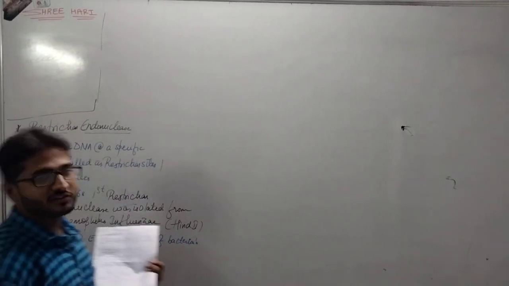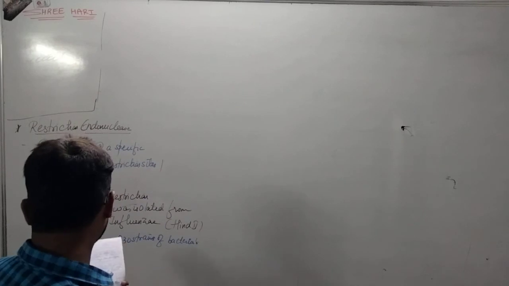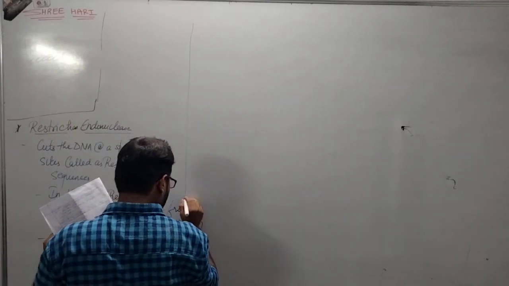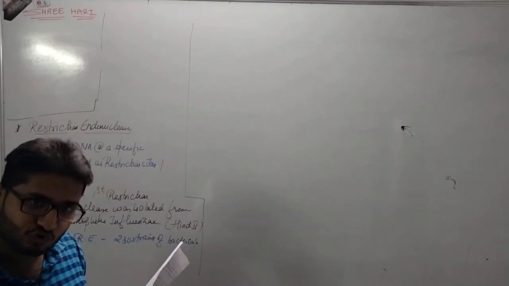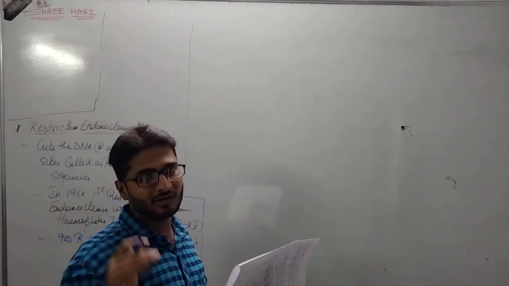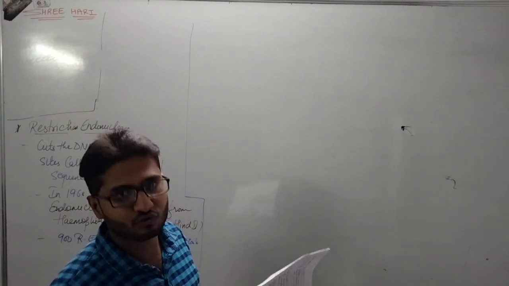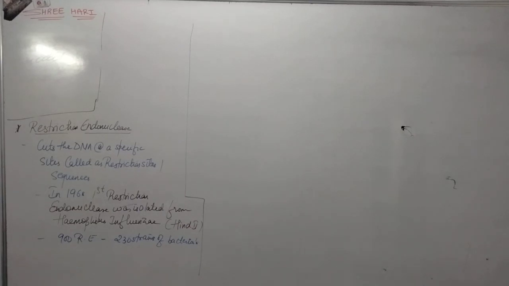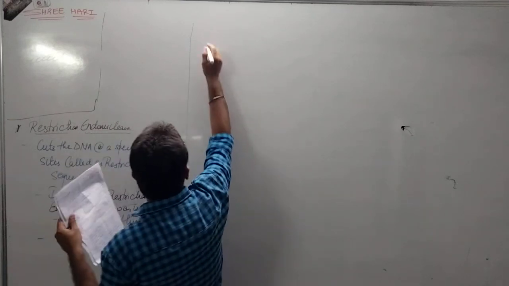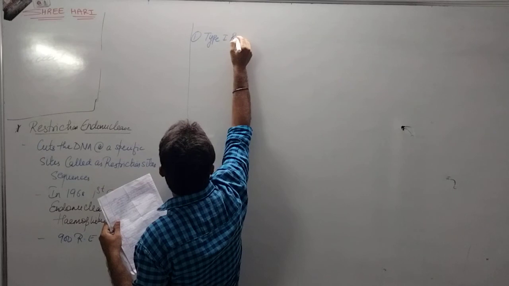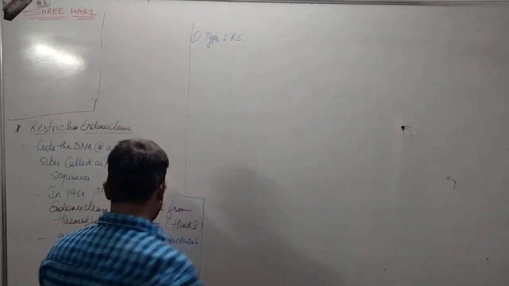Right? Now discussing the types of restriction endonucleases. Basically, majorly there are three different types of REs, that is restriction endonucleases: type 1 restriction endonuclease, type 2 restriction endonuclease, and type 3 restriction endonuclease. So first is type 1 RE.